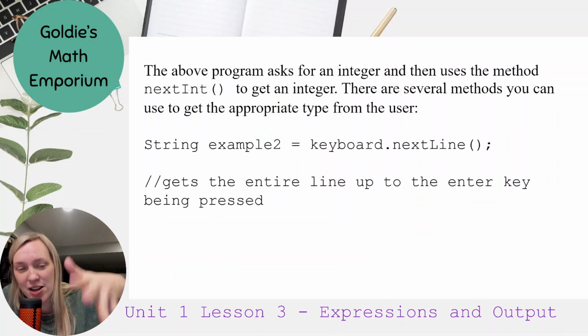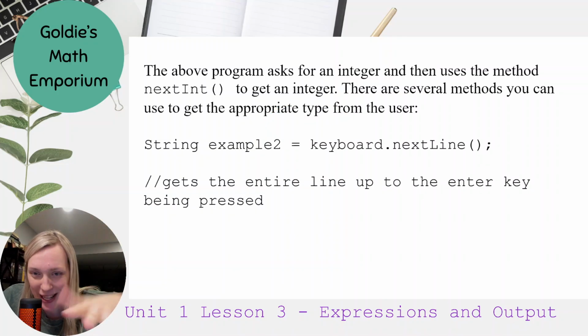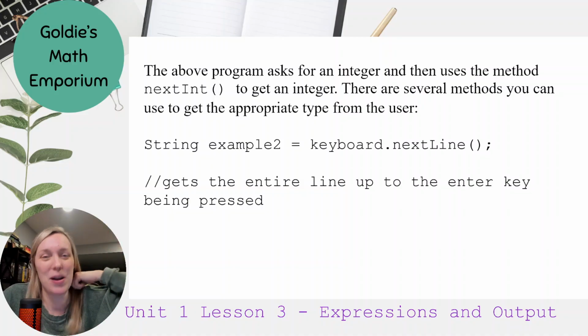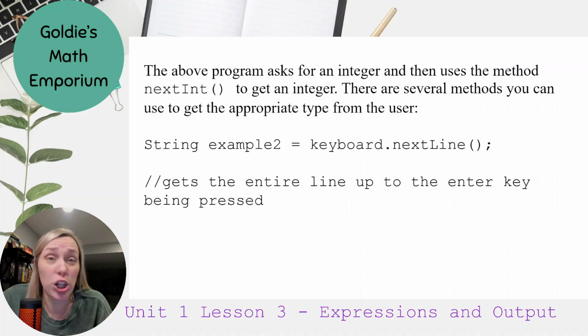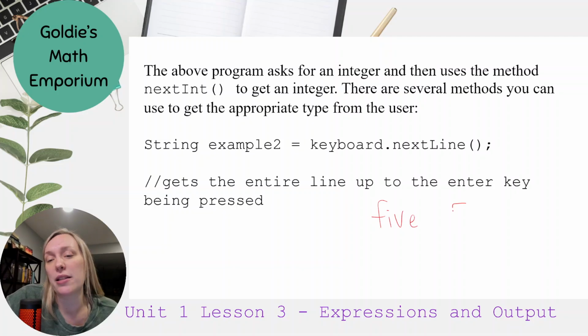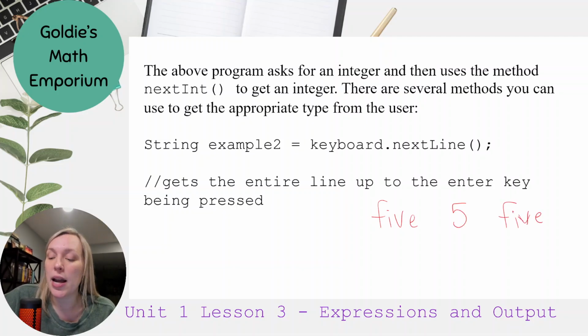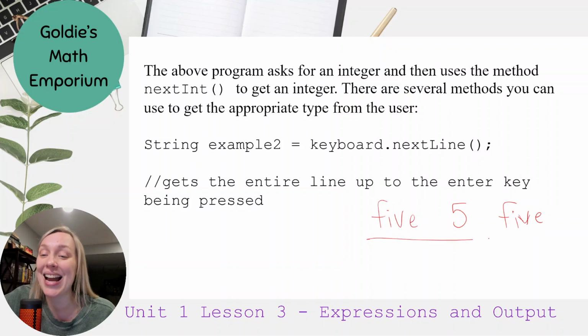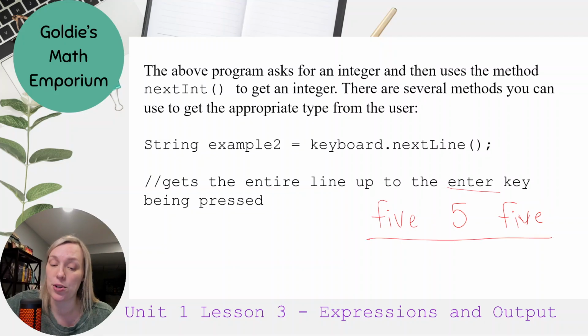Next line, okay, that's where you can get a sentence put in, or whatever you want. If you want to include the user entering spaces and other things in there, you would use next line. So this will get anything. If I say 5 space 5 space 5, I could keep typing forever and it'll capture anything I type up until the enter key and store that in example 2.